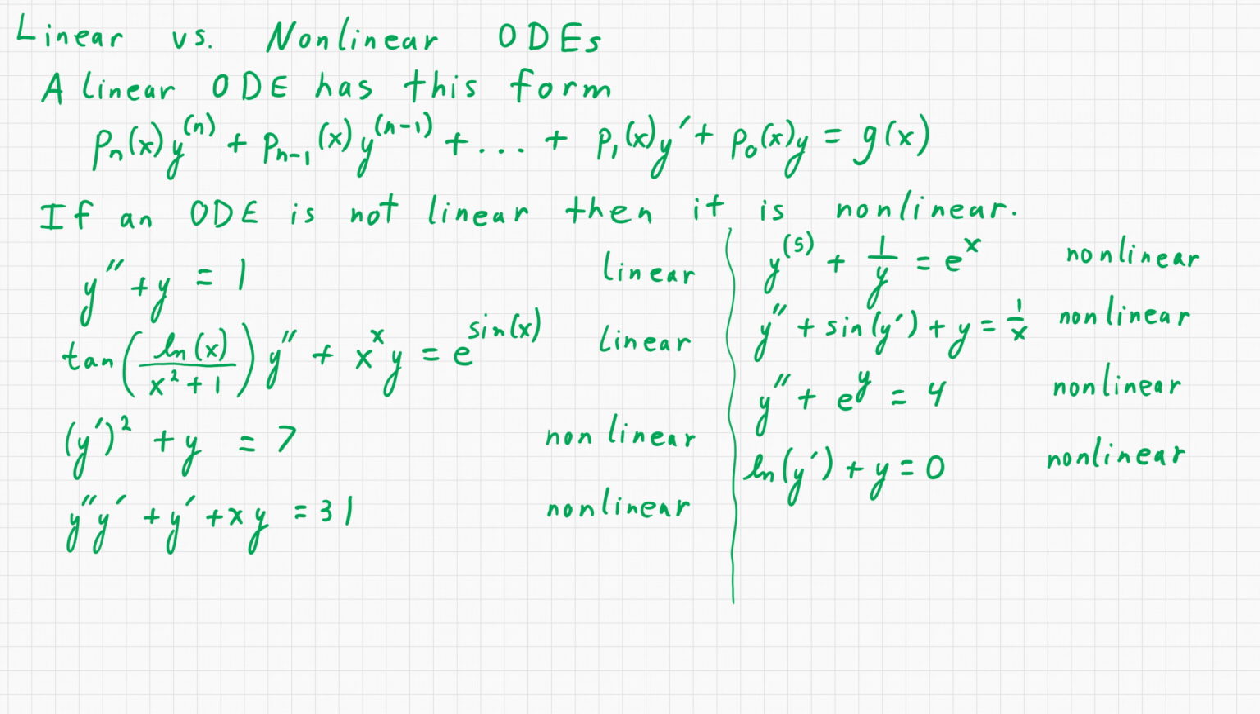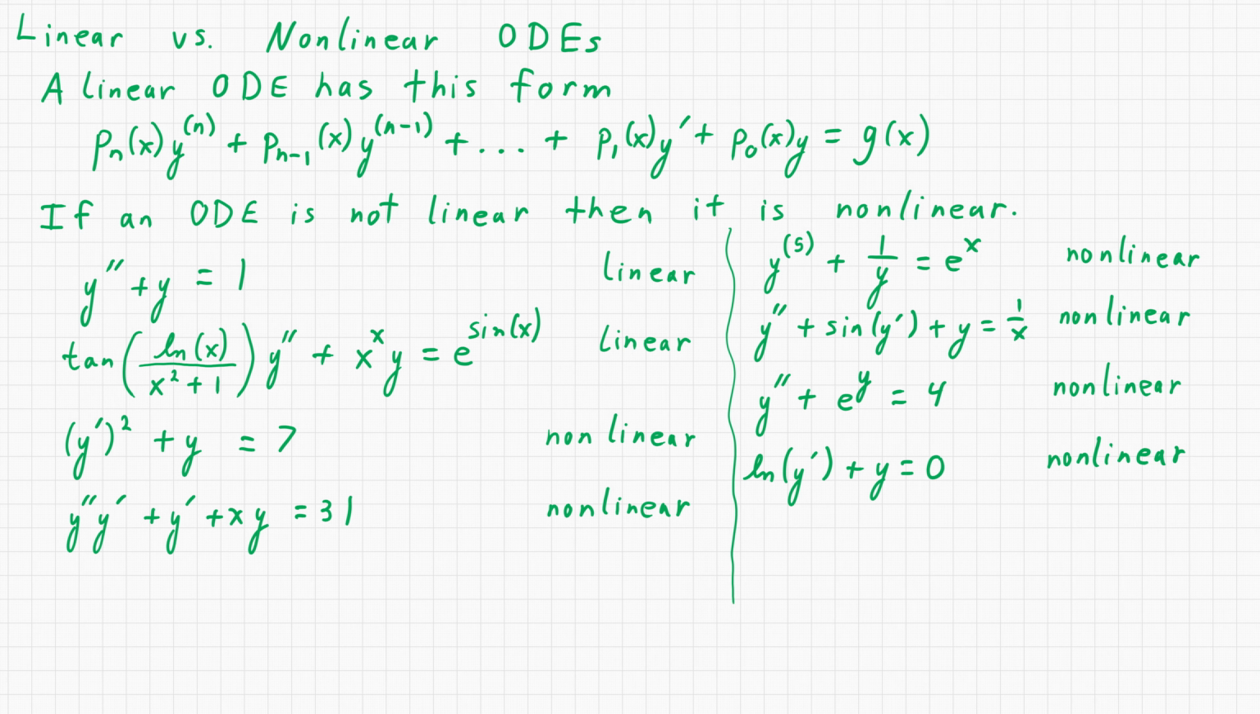So these p functions can be absolutely horrendous, monstrous, complicated. That doesn't matter. The only thing that matters is that nothing is really going on with the y terms. They're just multiplying some x's, and they're not multiplying each other. They're not 1 over y. They're not sine of y. They're not e to the y. They're not multiplying each other. That's all that you need.